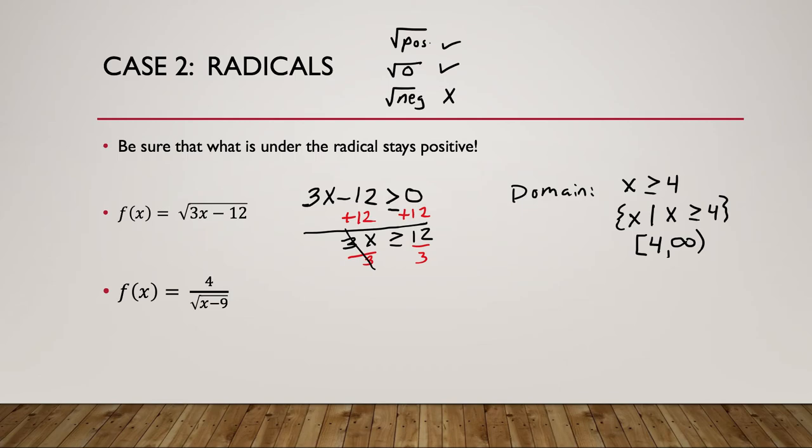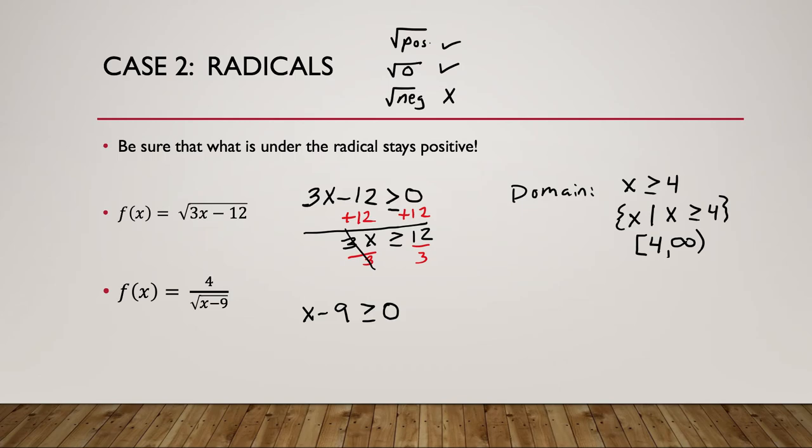Our next example has both a fraction in it and a radical. So let's look at how we're going to approach this. First of all, in terms of the radical, remember that the radical has to stay positive. So I'm going to take what's underneath the square root, and I'm going to set it greater than or equal to 0. So that is always going to be my approach if I have a square root. Take what's underneath, remind yourself that it has to stay positive, and make an inequality greater than or equal to 0.